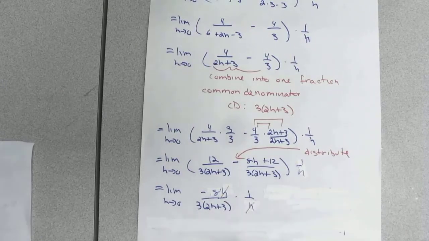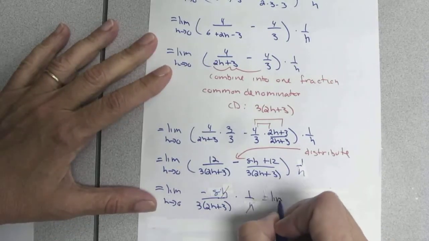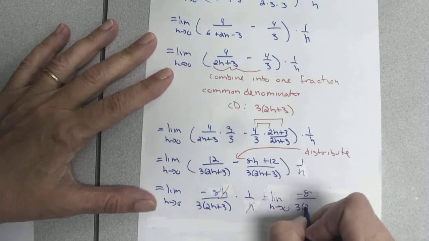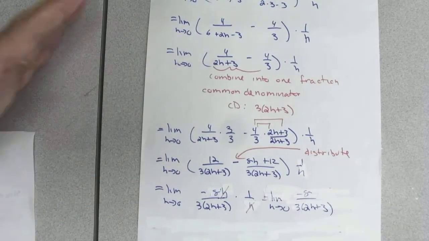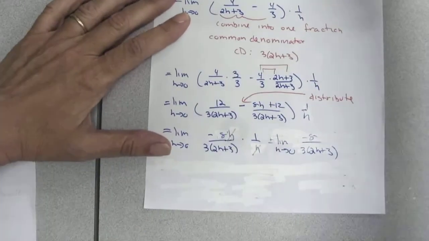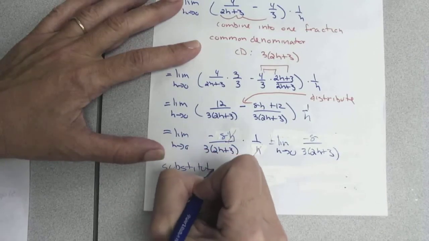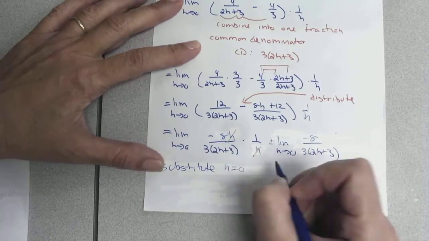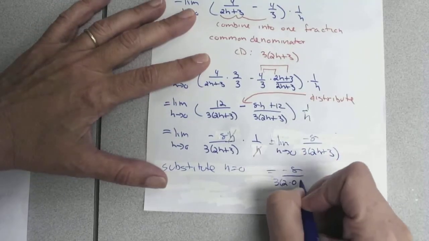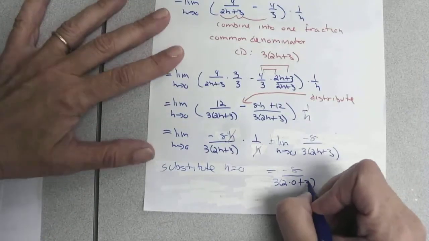So we'll do that. We will cancel the h, which then leaves us with the limit as h goes to 0 of negative 8 over 3 times 2 plus h. And now we're ready to evaluate the limit. We can substitute h equals 0 and finally get an answer of negative 8 over 3 times the quantity 2 times 0 plus 3, and that's hard to see.